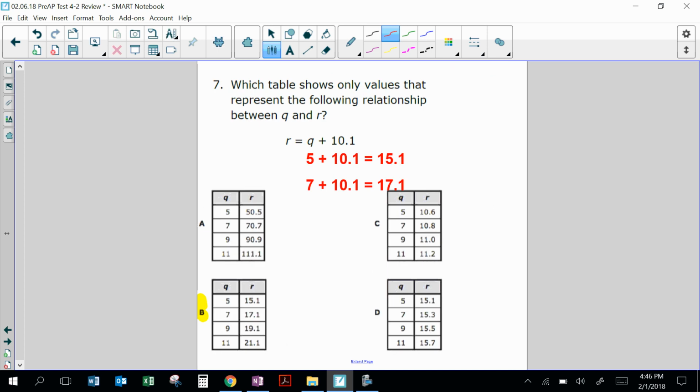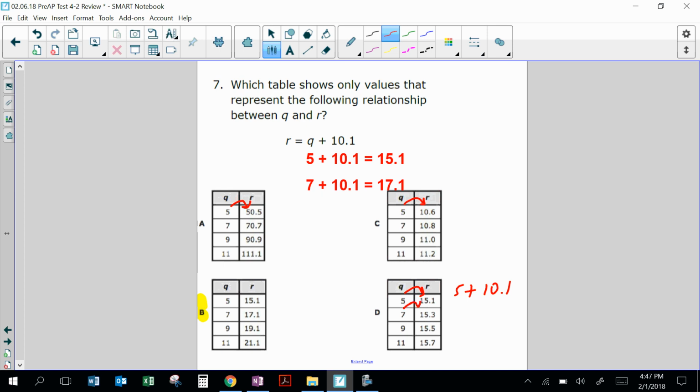Number 7. Which table shows only values that represent the following relationship between Q and R? So if you know what Q is and you add 10.1 to it, which one will give you the relationship? So let's look at this. How do you turn a 5 into 50.5? Is it additive or multiplicative? Well, you can't add 10 to get that, so not A. How do you turn a 5 into 10.6? That's adding 5. No, can't be that one. How do you turn a 5 into 15.1? 5 plus 10.1 is 15.1. Hey, I think it's D.